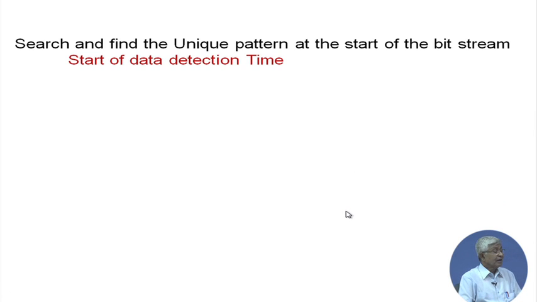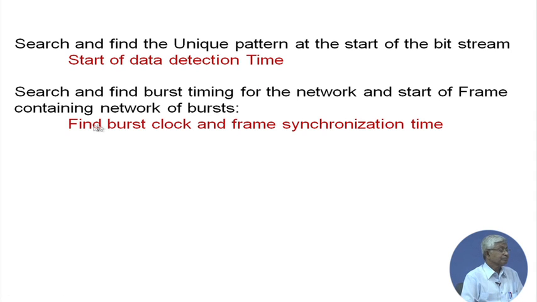And then, after getting the bits, you don't know exactly where your data starts, because you have lost some time. So at the beginning of the data a sync pattern or unique pattern is given, and you search and find that unique pattern at the start of the bit stream. Like a frame has a header, this header is a unique pattern. So the start time of the data has to be detected. It is called unique word detection time.